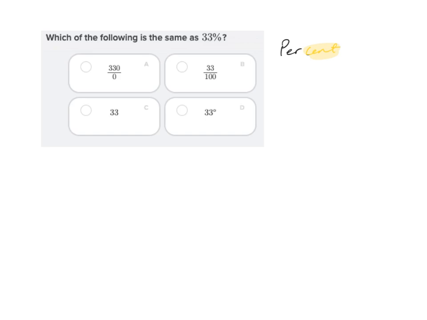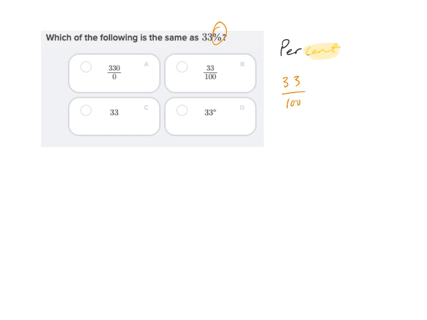So most of the time, when I'm looking at one of these and it's giving me multiple choices, the first thing I want to do is write down what does it mean. So we said 33 per 100. That's what that symbol means. So I really have 33 over 100.